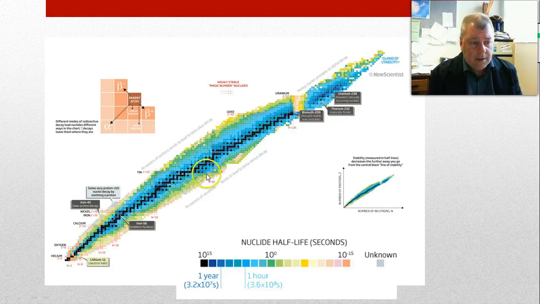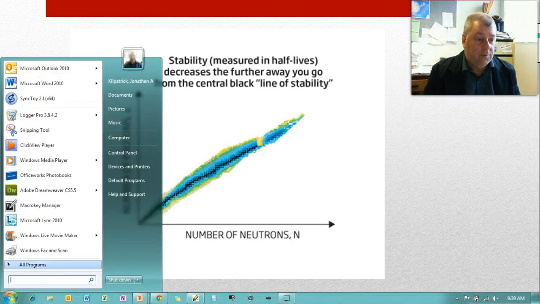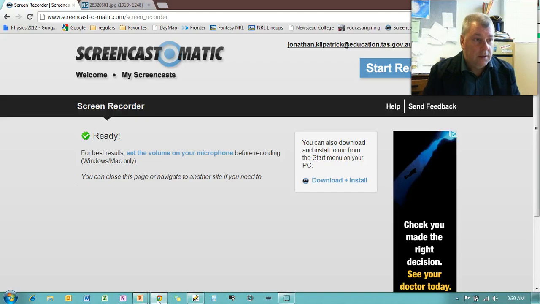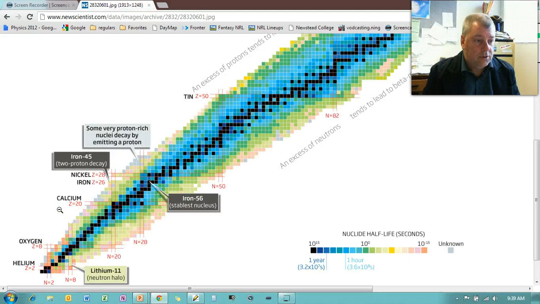Basically, this is the half-life of the nucleuses, from a very small half-life there to a much longer half-life, up to a year or more. And so you can see that as you move away from this stable band, you become less and less stable. Now, this is what we're showing here. So if we actually go to the web page, here we are.